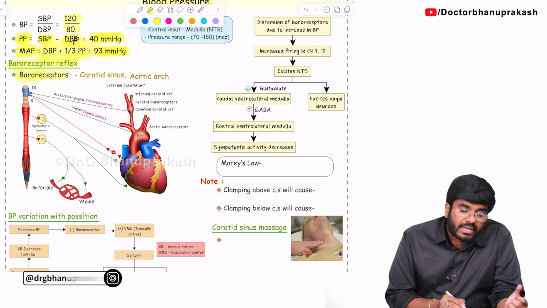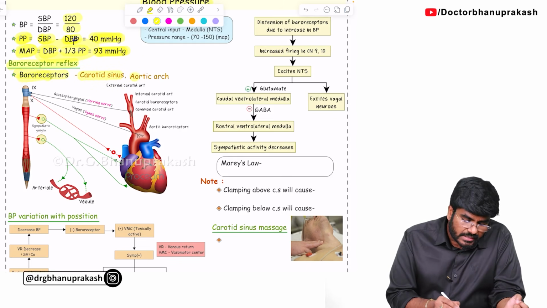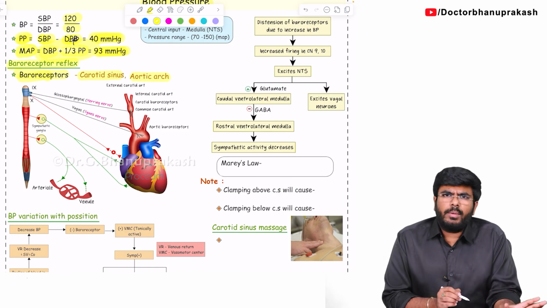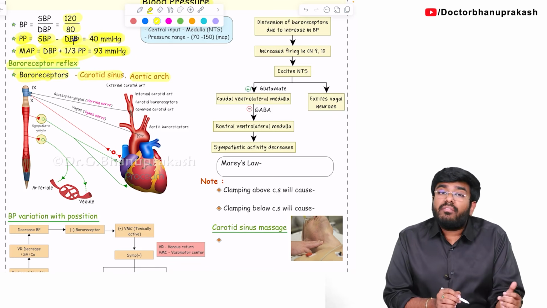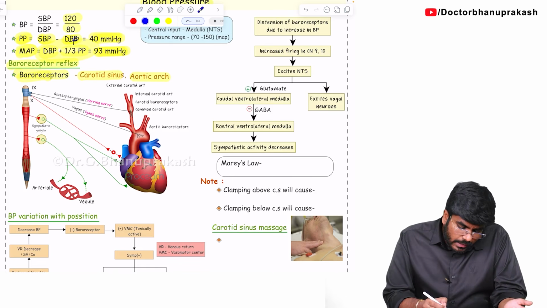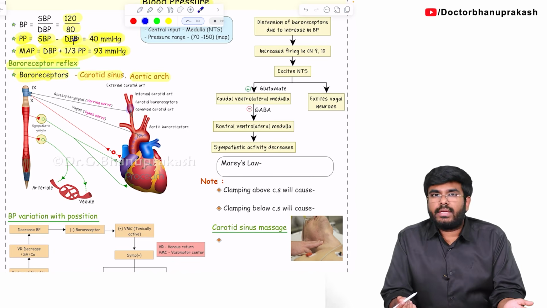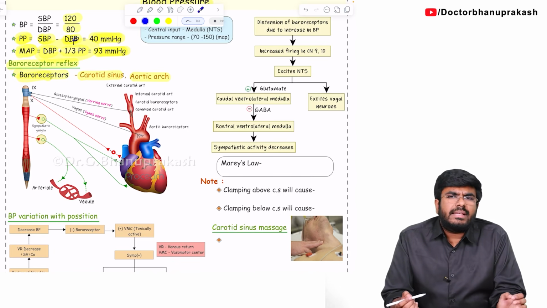So where are the baroreceptors present? They are present in the carotid sinus and aortic arch. Continuously, 24/7, they are checking whether the mean arterial pressure is normal or not. The baroreceptors are located in the aortic arch as well as the carotid sinus, and by sitting in these two areas they continuously monitor the mean arterial pressure.